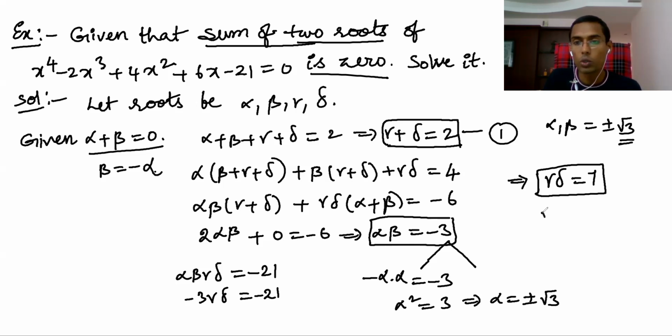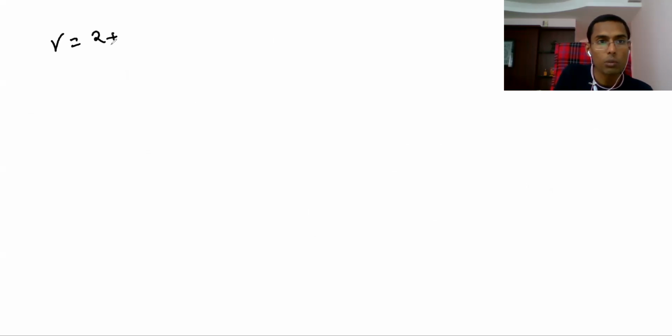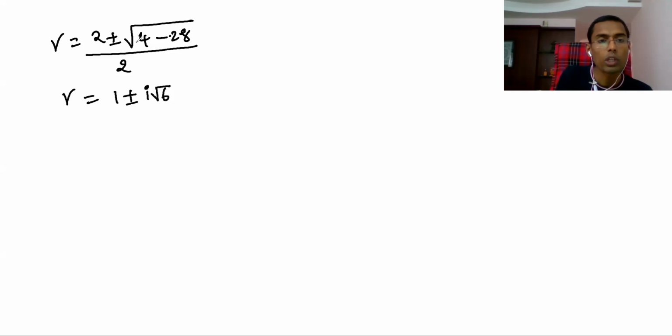Now gamma into delta, you can write as gamma into 2 minus gamma, equals 7. So 2 gamma minus gamma square equals 7, that is gamma square minus 2 gamma plus 7 equals 0. If you solve this, gamma equals 2 plus or minus the square root of b square minus 4ac, which is 4 minus 28, over 2a. So gamma equals 1 plus or minus i root 6, since the root of 24 is 2 root 6 and the 2 cancels.